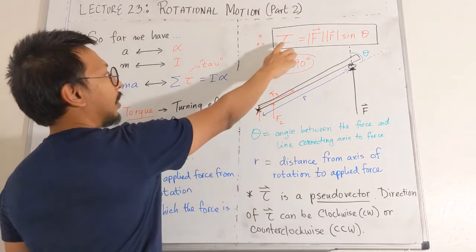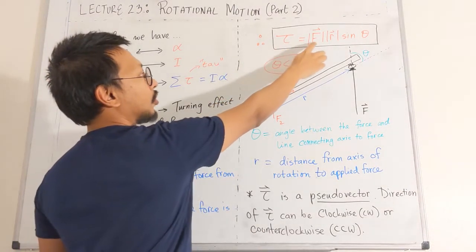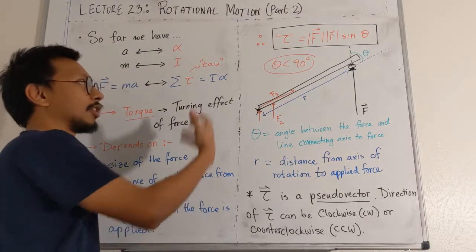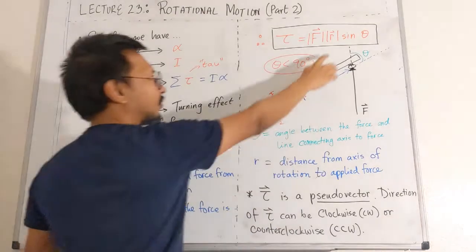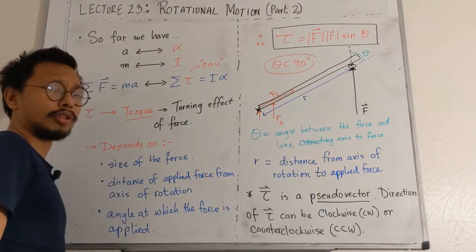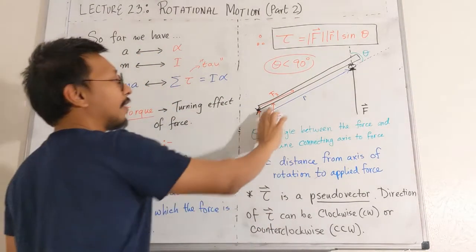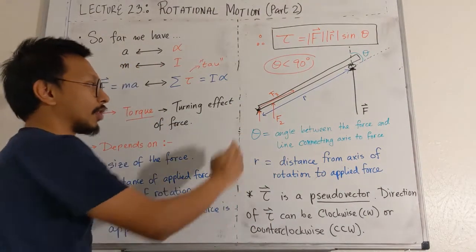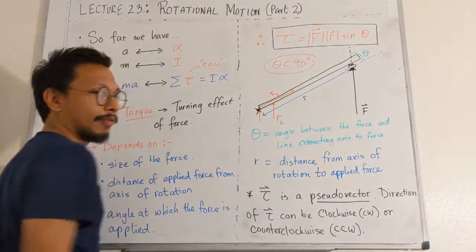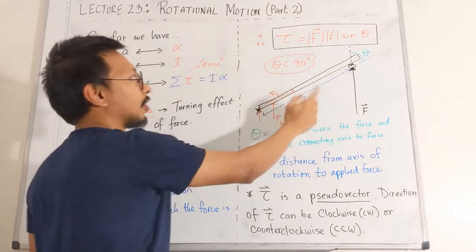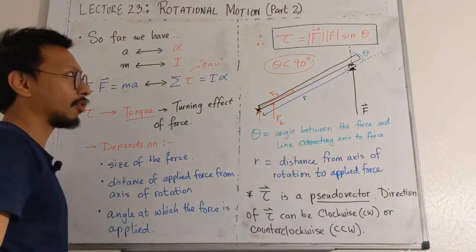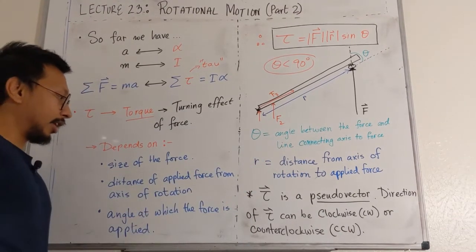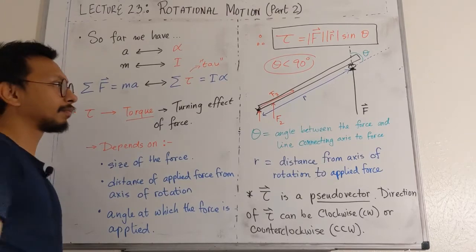So far we have learned that torque is directly proportional to the size of the force. The more force you apply, there is a chance of more torque, and it is also directly proportional to the distance of application of the force away from the fixed axis of rotation. The farther you go away from the fixed axis of rotation, the less force you have to apply to cause the same amount of torque. Now it is also dependent on the angle at which the force is applied.